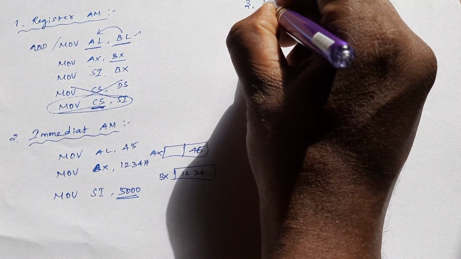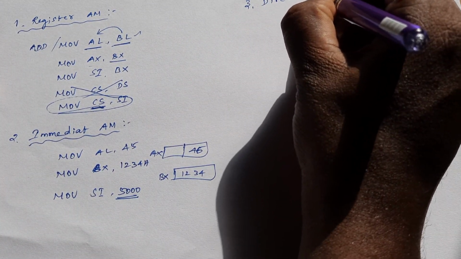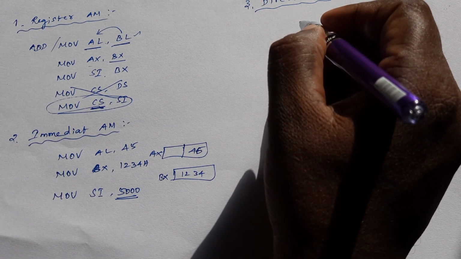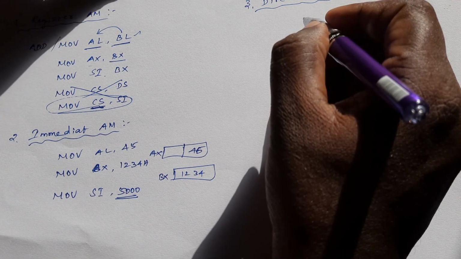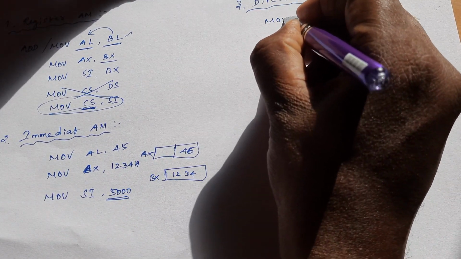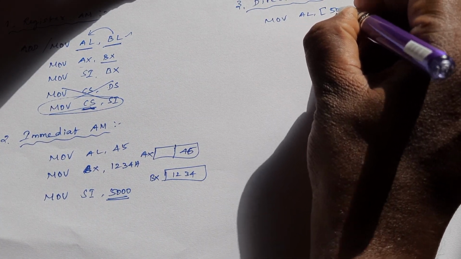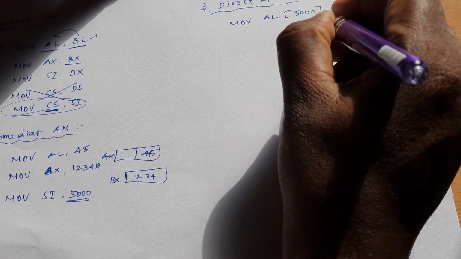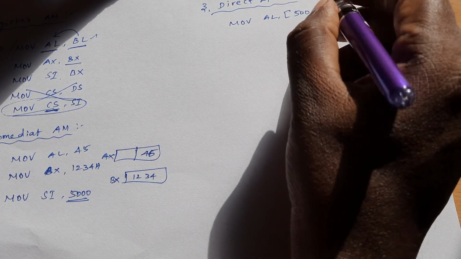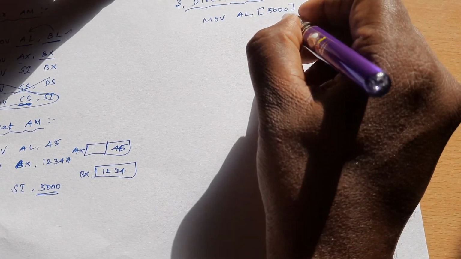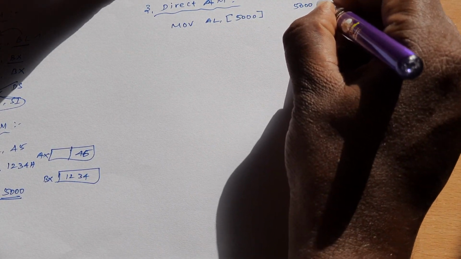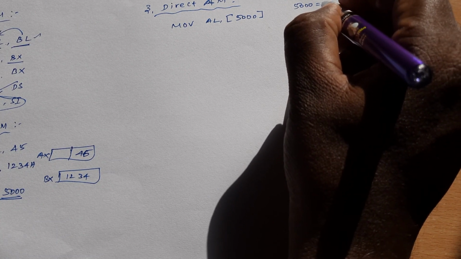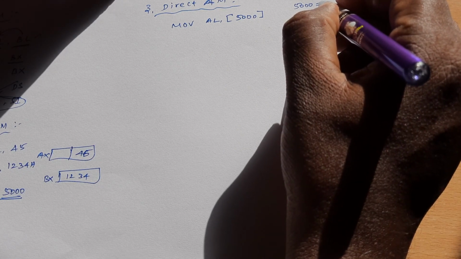The third one is the direct addressing mode. In the direct addressing mode, we specify the memory location directly. For example, MOV AL, content of 5000. It is always written within brackets, square bracket or normal bracket, both are possible. Here 5000 is the offset address of the memory location. I am not writing the actual address of the memory location, so always we specify the offset address of the memory location.